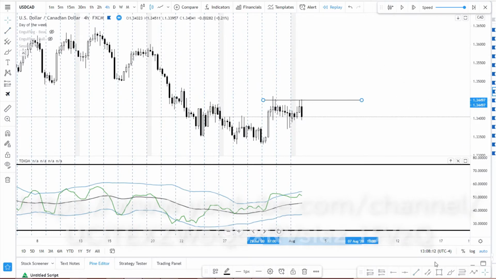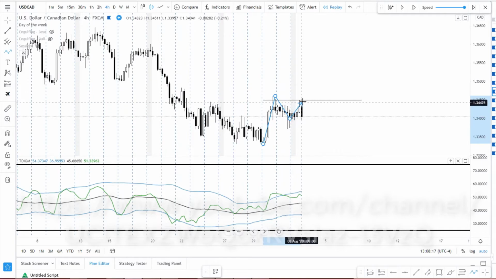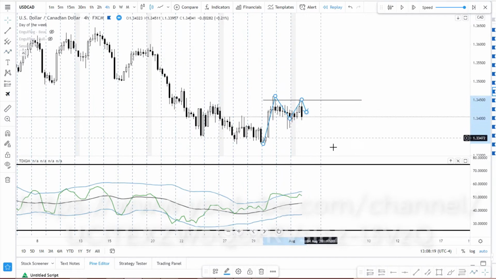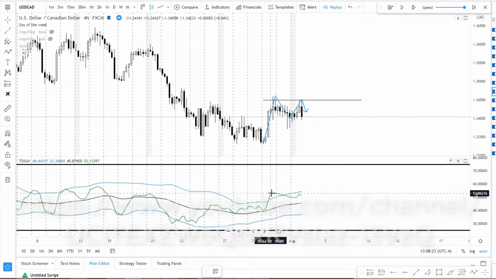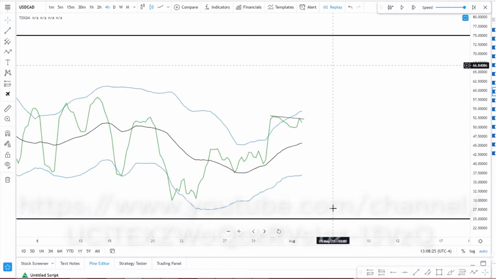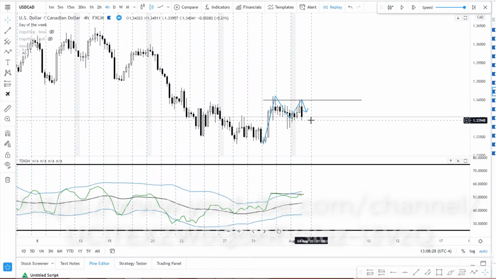So this is USD CAD. As you can see, we make double top. The price, the indicator is showing divergence. The green line is above blue line, close inside these blue lines. We have a double top. So this is also, you can take this also.